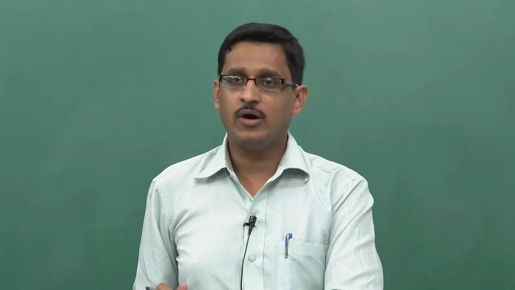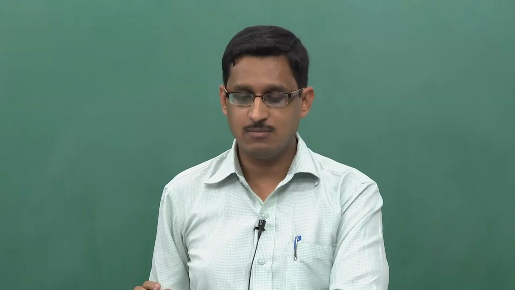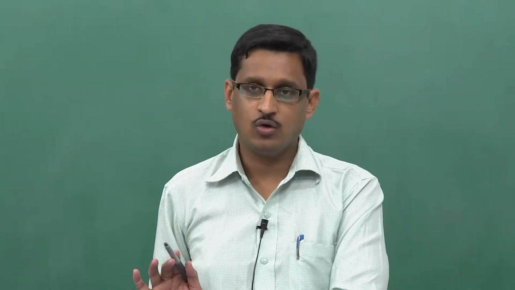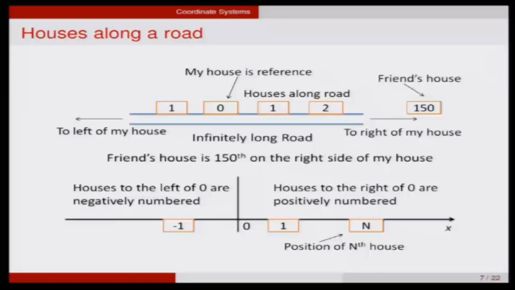Now, to introduce coordinates, let me start with the simplest case of one dimensional coordinate systems. Let us assume that I have an infinitely long parallel road, which is running along this way, and there are houses situated along the road. You can imagine a highway or something where the road is long and there are houses situated along one edge of the road.